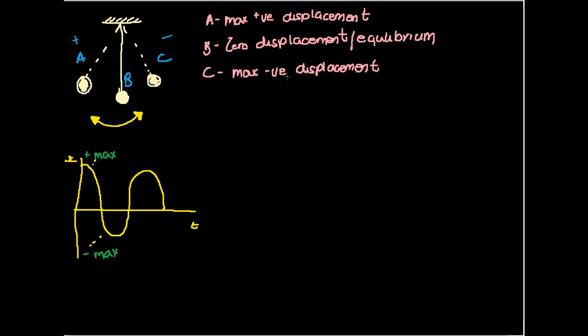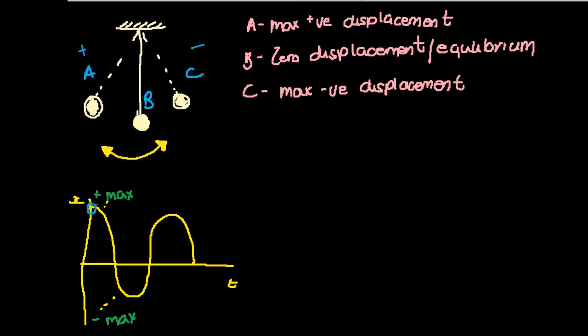We can represent this in a graph, so this would be A, its maximum positive displacement. This would be B, its zero displacement, or rest or equilibrium position, and this would be C, its maximum negative displacement, and this would be the rest of the cycle going back.